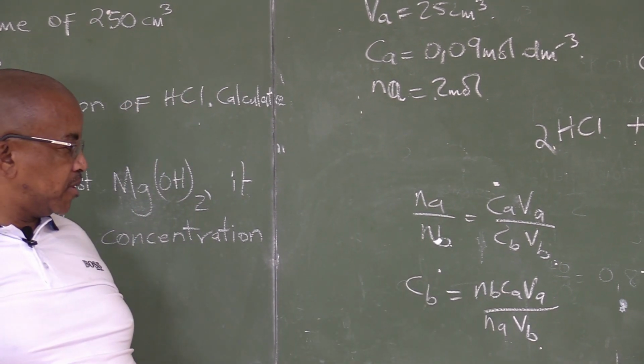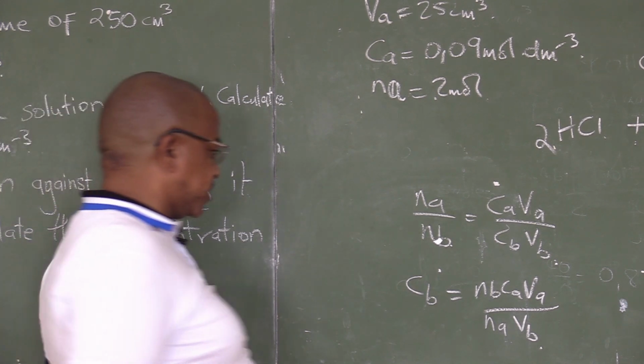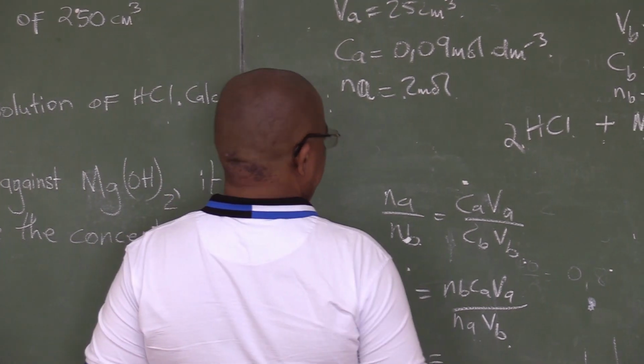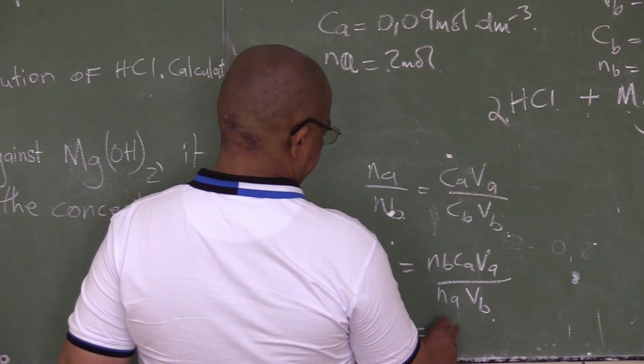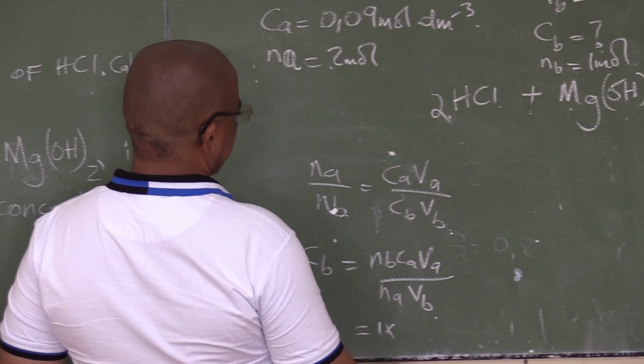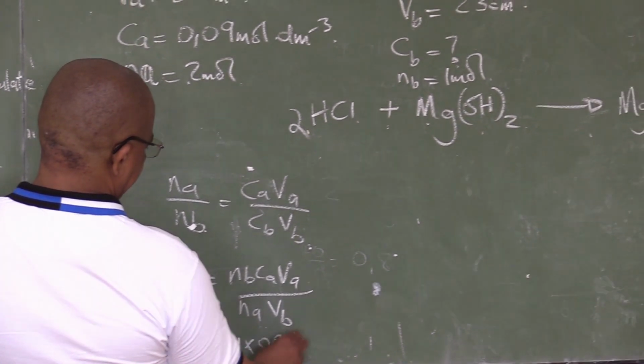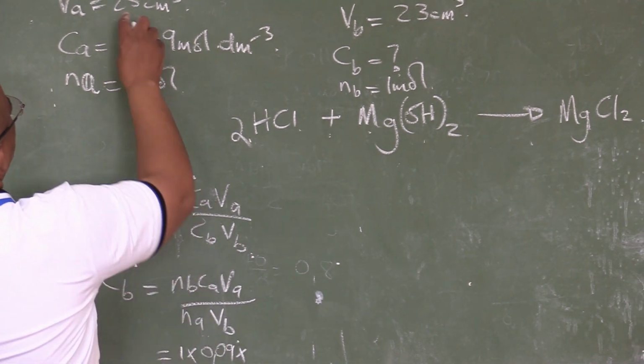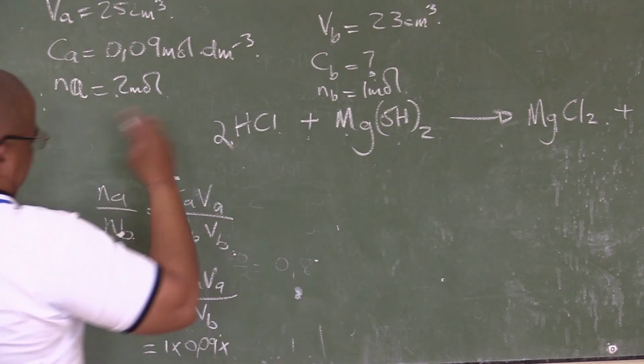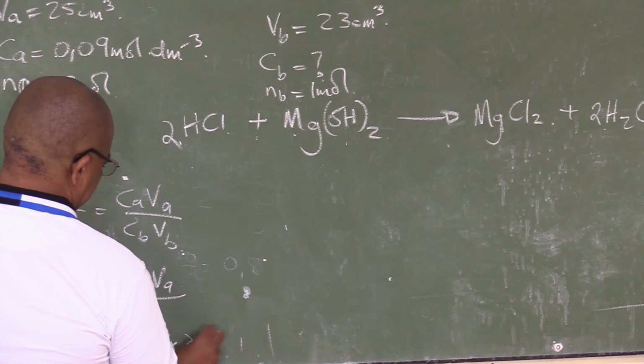So we have something now. Let us substitute. Substitution. Number of moles of base is 1. Ca is 0.09. Va is 25 cubic centimeters. There is no need to convert.